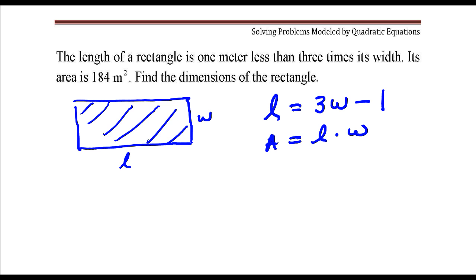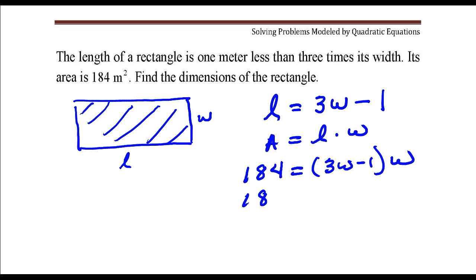Now there's a couple of things I'm going to do. I'm going to replace this A with 184, and I'm going to replace this L with 3W minus 1. So the area is 184. The length is 3W minus 1. Next, distribute this W to each of these terms in parentheses.